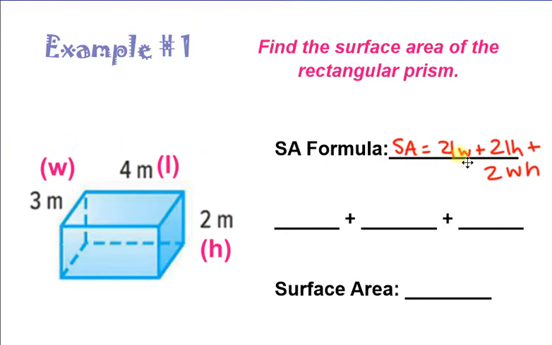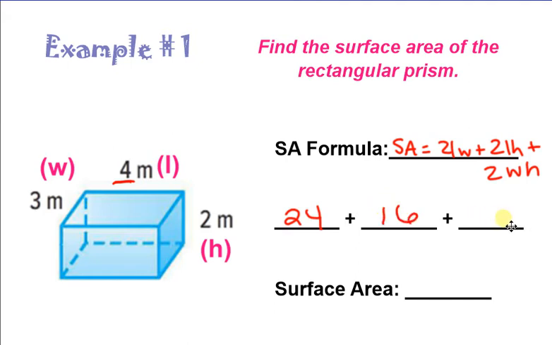You're going to do 2 times, and then we need L, so 2 times 4 times, and then we need W, 3. So if you put in your calculator 2 times 4 times 3, you're going to get 24. Then for your second one, we're going to do 2 times, there's the L again, right here, 4 times, and now we need the H, which is going to be right here, 2. So 2 times 4 times 2, which is going to give you 16.